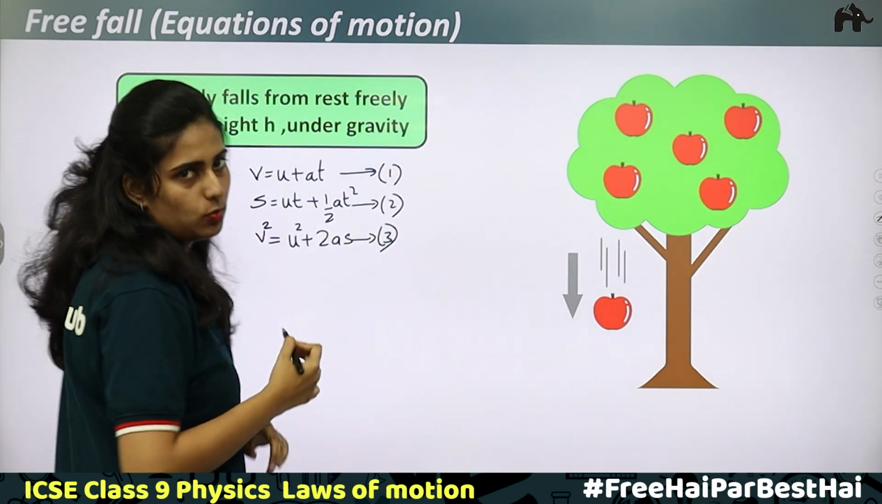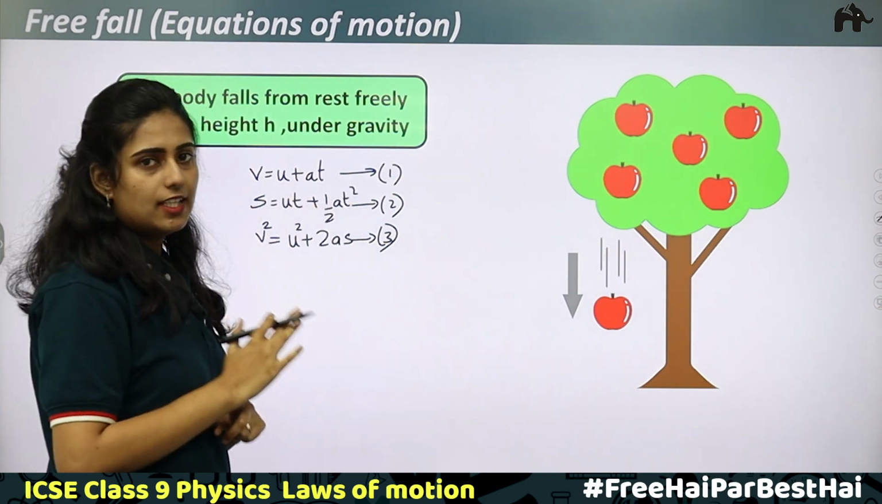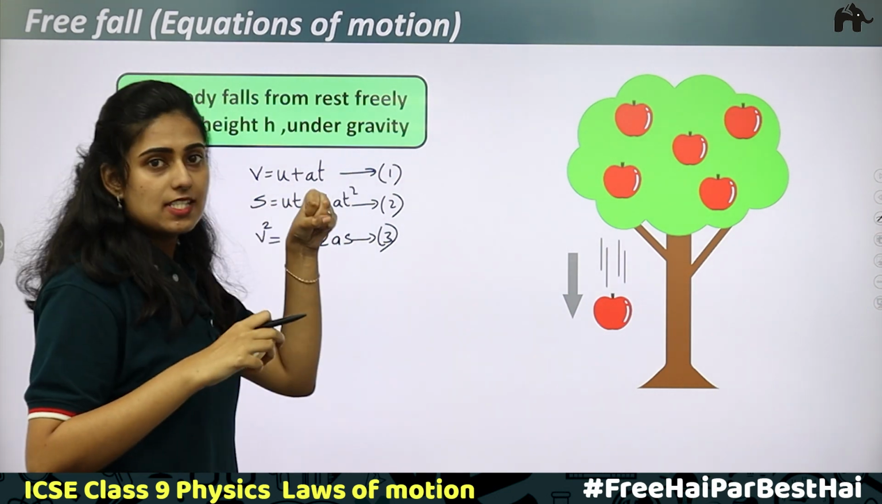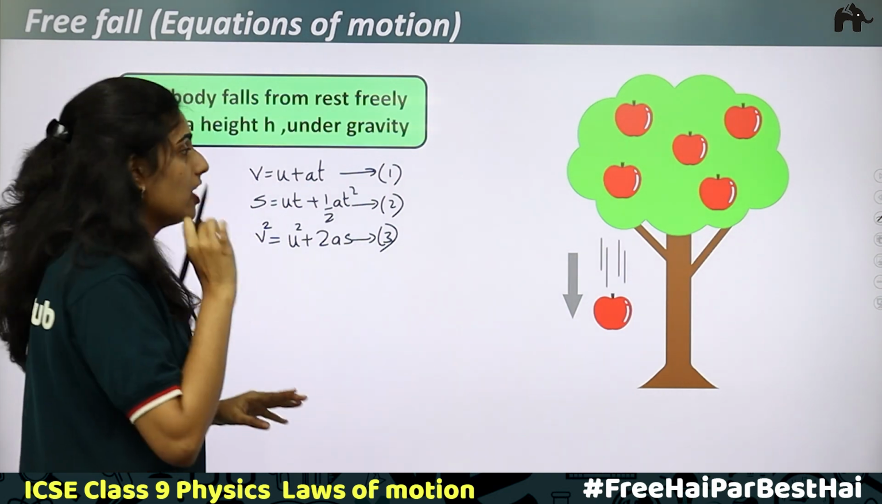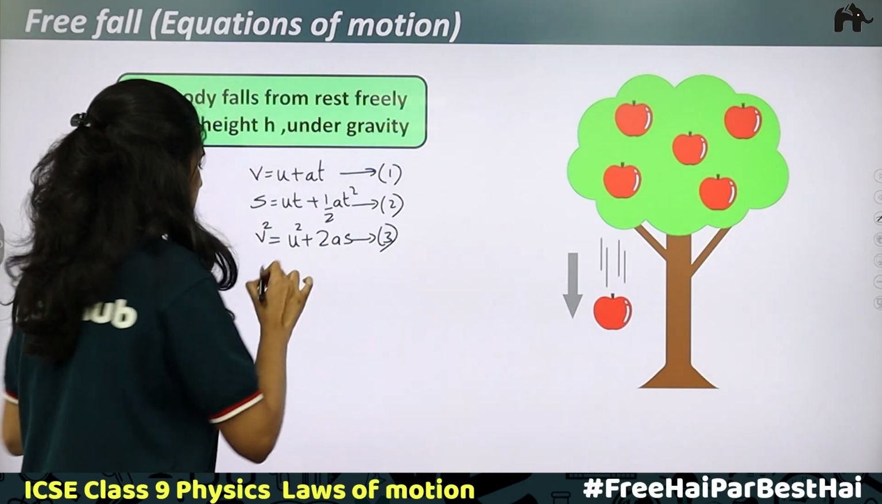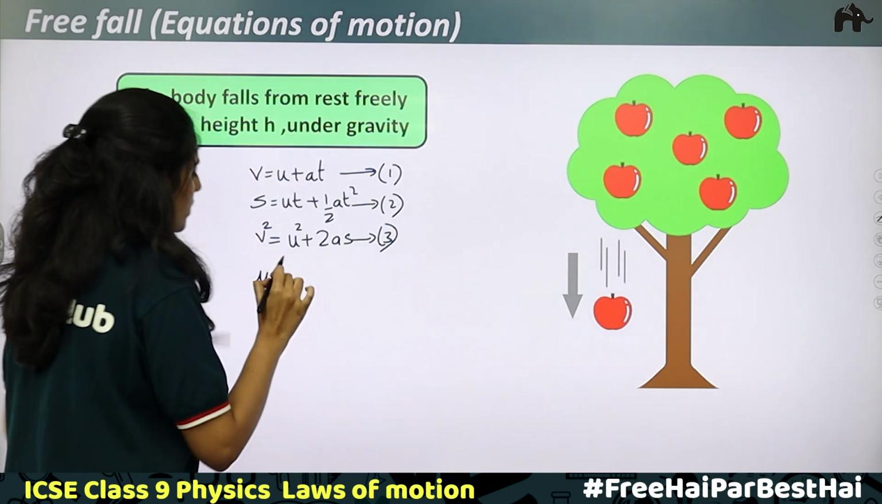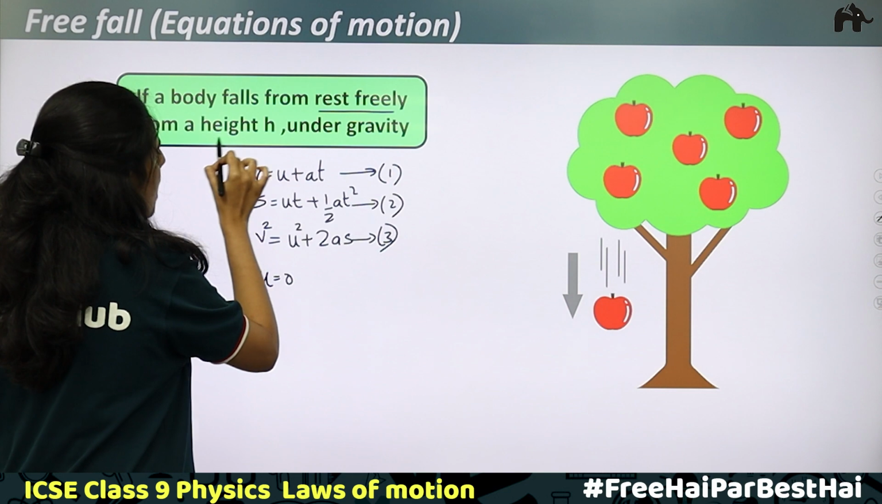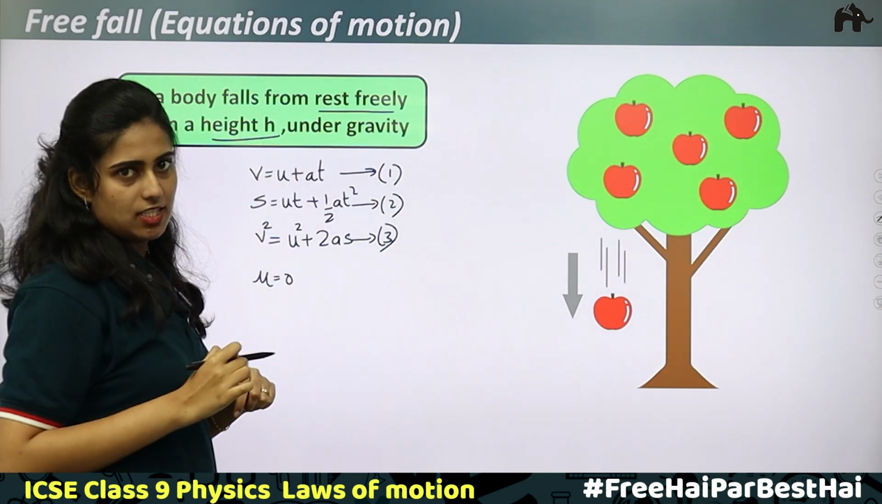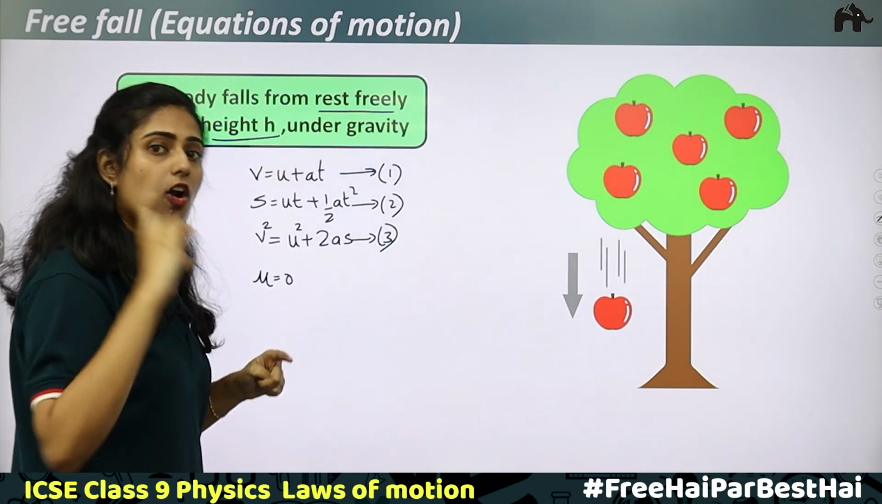Newton's 3 equations. Now, here you can see when a body is just released, you are not applying any force, which means the initial velocity of the body will be 0. u is equal to 0. So, we are considering a body that falls from rest freely from a height h under gravity. So here the height will be the total displacement.